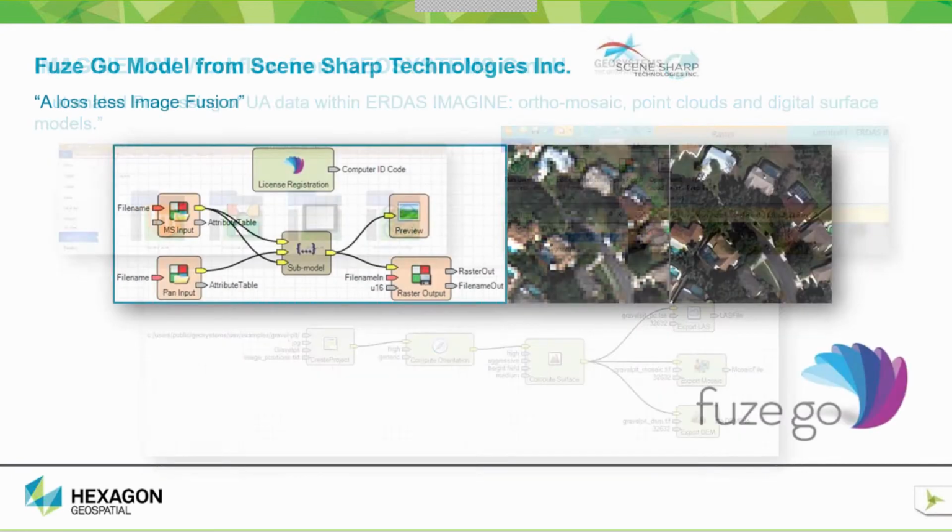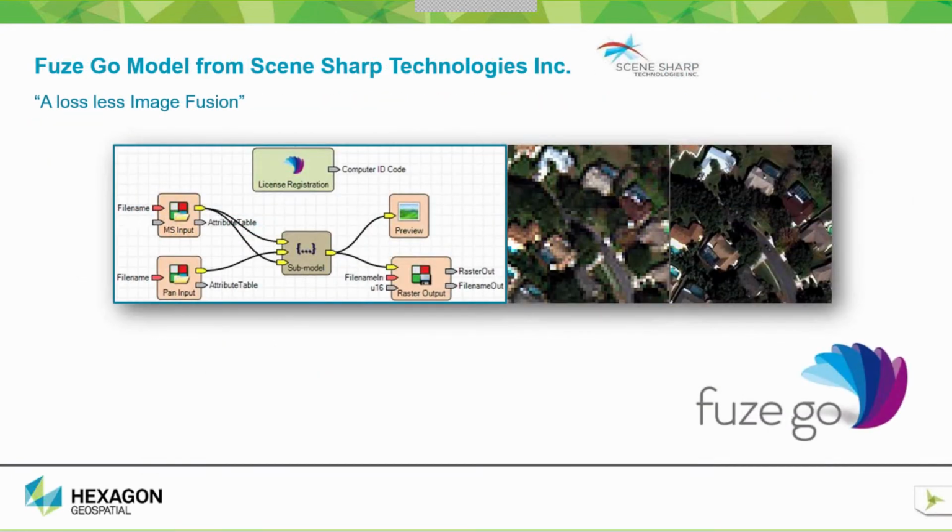Zayang mentioned several of these this morning briefly as well. The FuseGo model from Scene Sharp is a pan sharpening tool. They have written an operator that you can get from them that does this particular algorithm and produces a very nice pan sharpened image.